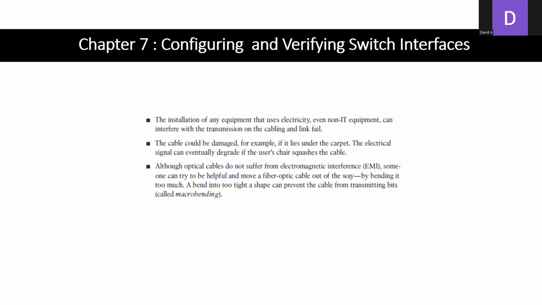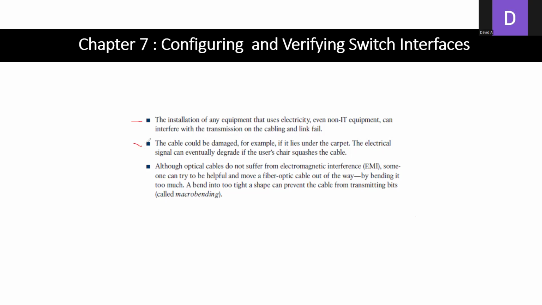For example, the state includes the most obvious cases like a missing or broken cable. But there are some examples of root causes of cabling problems that result in a non-connect state. Let me get my pencil out so you can follow me. The installation of any equipment that uses electricity, even non-IT equipment, can interfere with the transmission on the cabling and cause the link to fail.